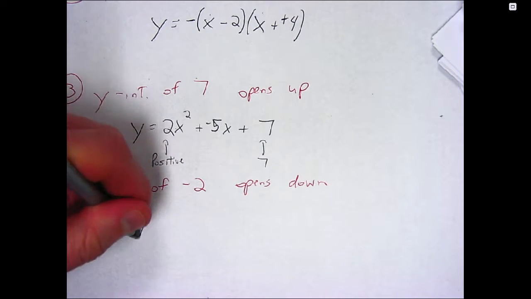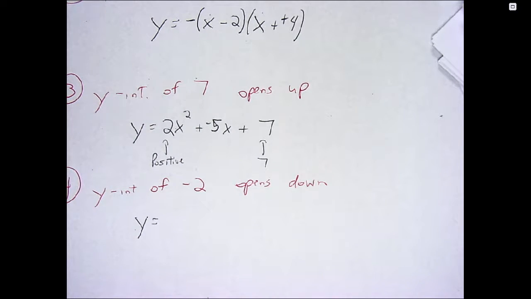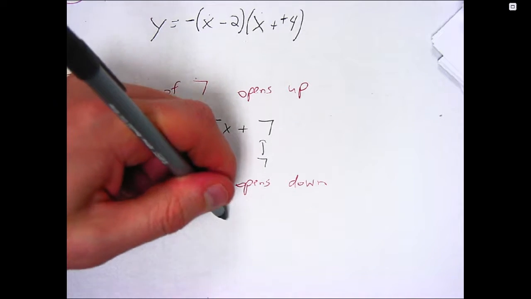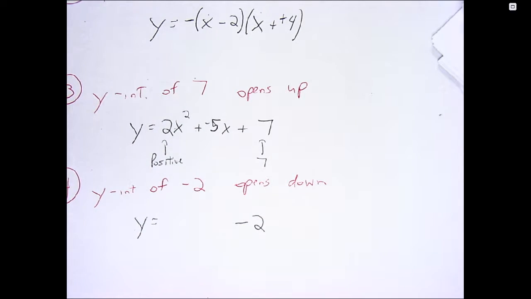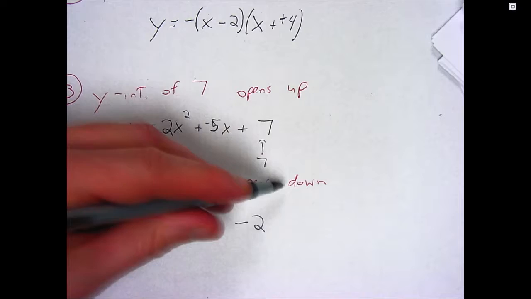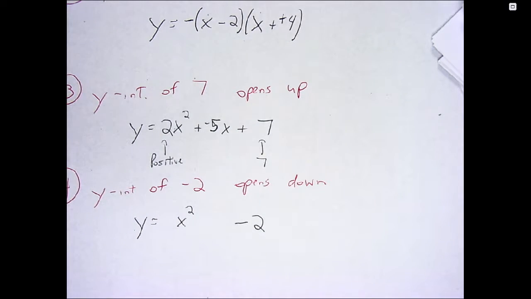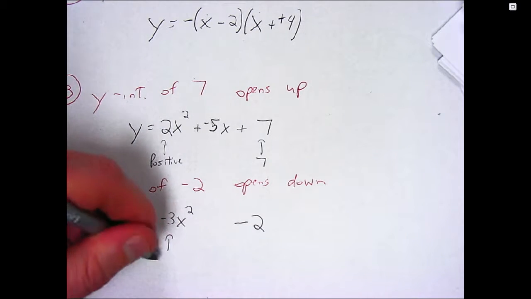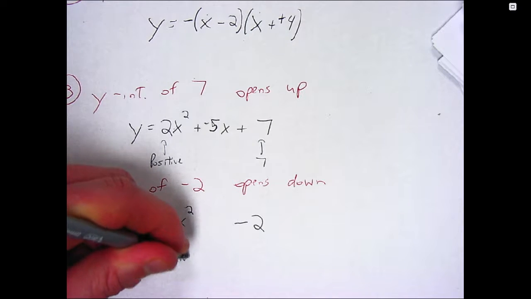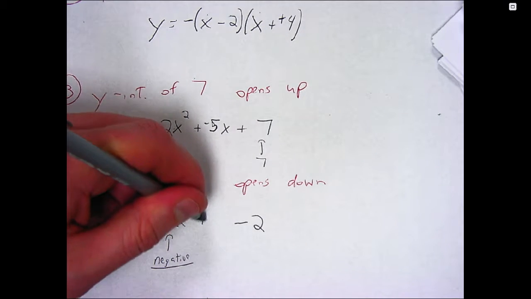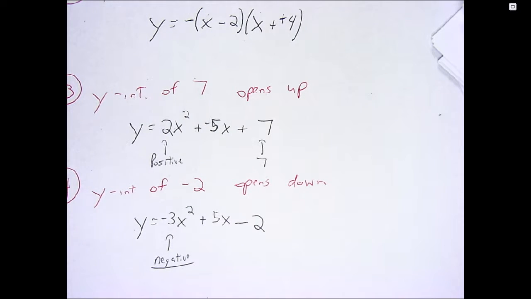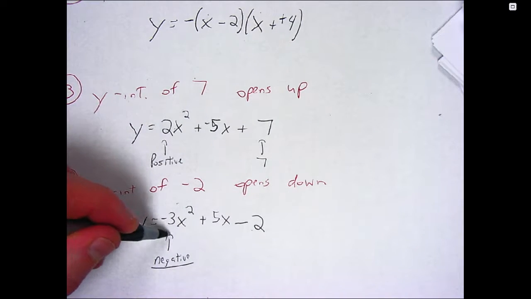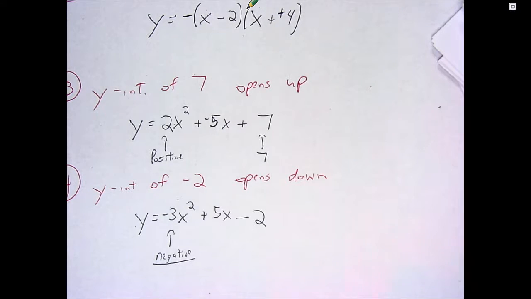And then for the last one, we're going to have a y-intercept of negative 2. So that means I'm going to have negative 2 at the end. And then to make it open down, I just need to make sure that the number in front of x squared is negative. It doesn't matter what number we put in there right now. We just have to make sure it's negative to make it open down. And then we can just put some random x in there. So when I plug in 0 for x, I'll get 0 plus 0 minus 2. So the y-intercept is right. And it opens down because the number in front of the x squared is negative.